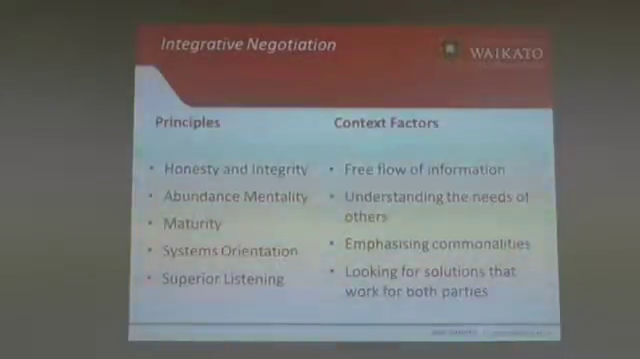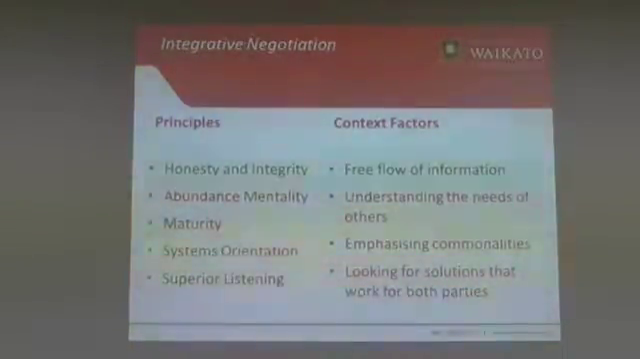Maturity. It's the courage to stand up for what's important to you. It takes a systems orientation, that you can optimize the overall rather than just one part. And finally, a basic principle of integrative or interest-based negotiation is listening. It's not what you say, but how you say it.